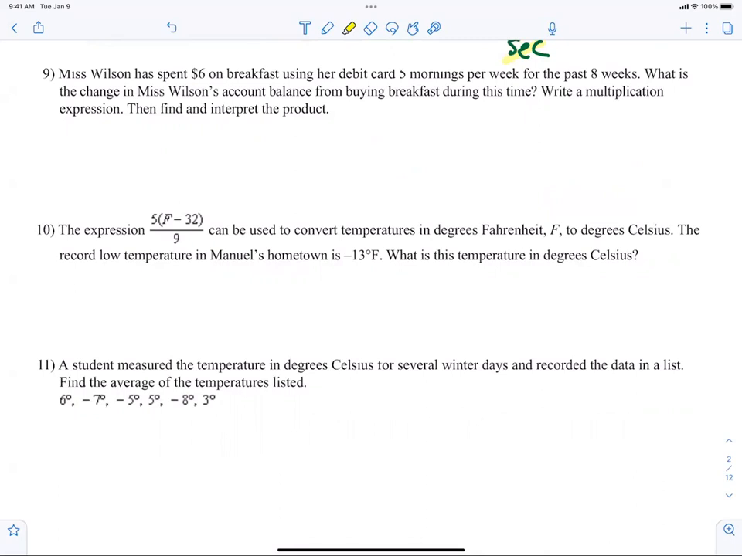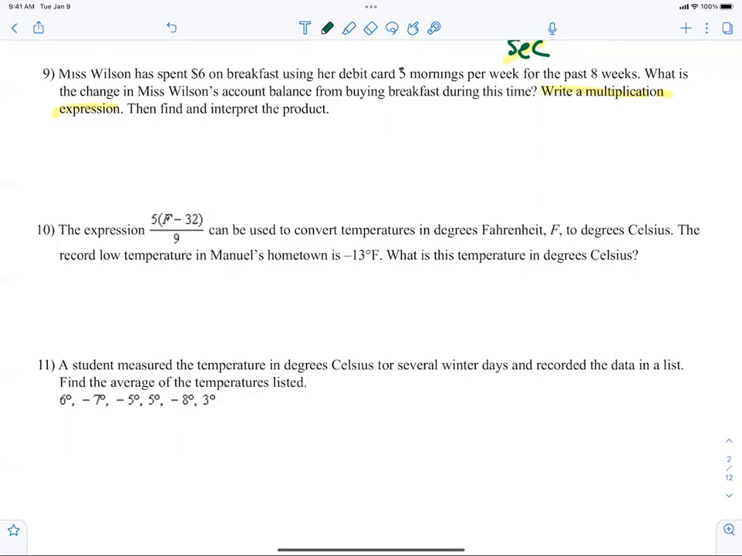$6 on breakfast for 5 mornings per week for the past 8 weeks. What is the change in her account balance combined for breakfast during this time? Don't care about writing the multiplication. All right, just tell me what to do.